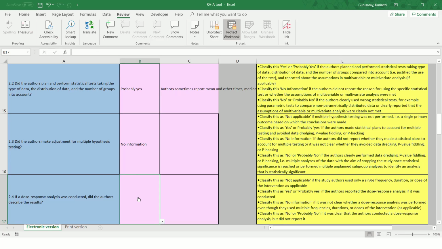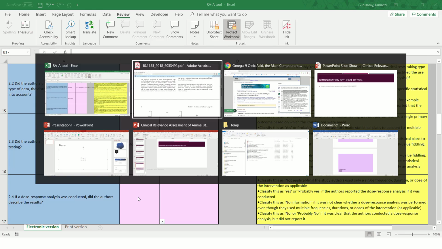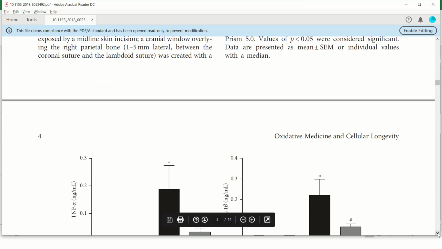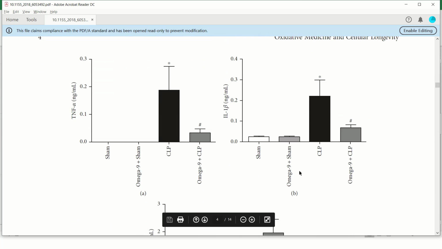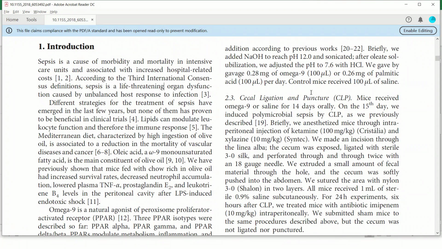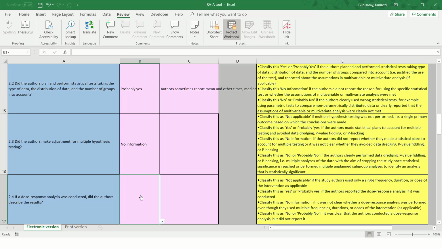If a dose response analysis was conducted, did the authors describe the results? Now here they performed only one dose, so omega plus omega 9, and they only did this one dose. So there is no dose response relationship. In that case, I'm going to say not applicable.